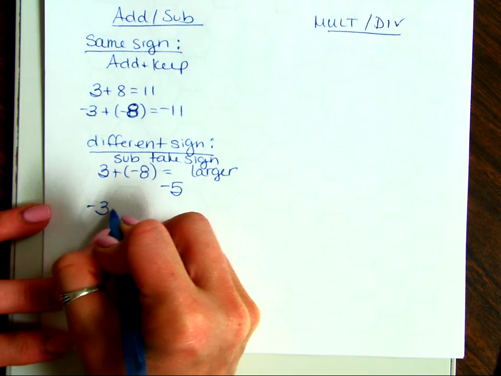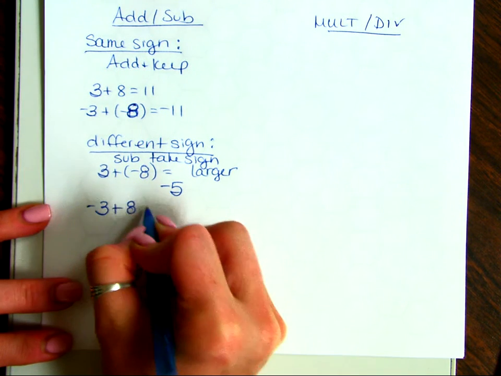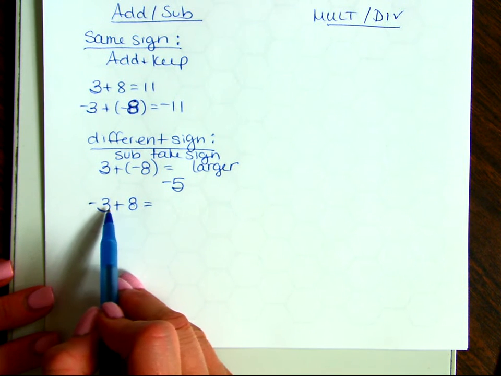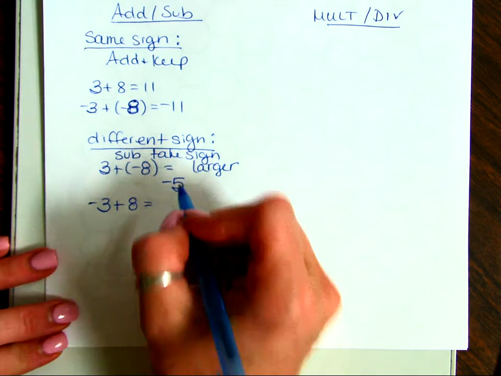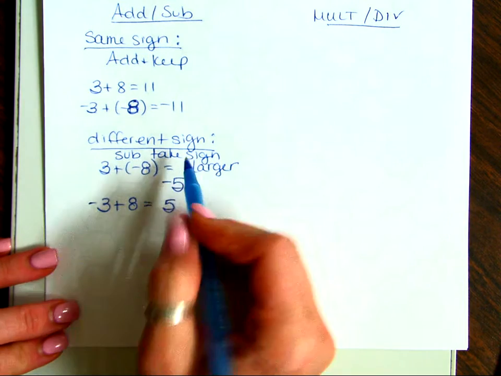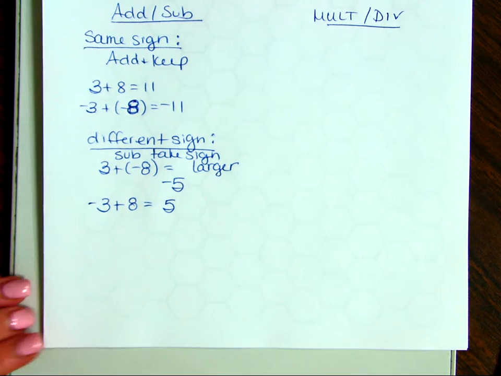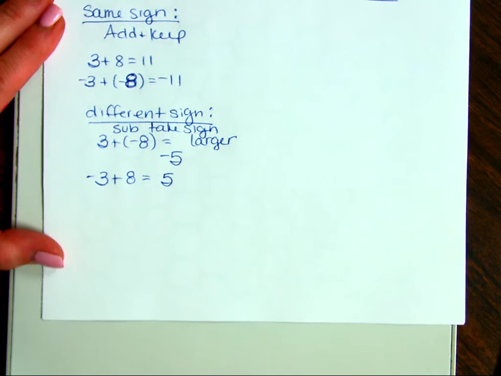So what if I just switch this around a little bit and made the 3 negative but the 8 positive? Well, you can apply the same thinking up here. 3 of these negatives can cancel out 3 of these positives, which will leave you with 5 positives. So that's what take the sign of the larger means. So when the signs are different, you will subtract, okay?